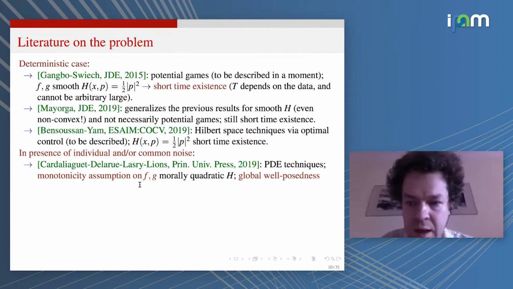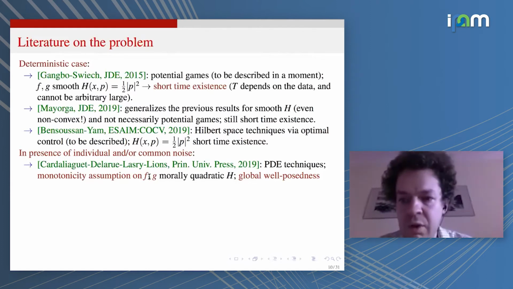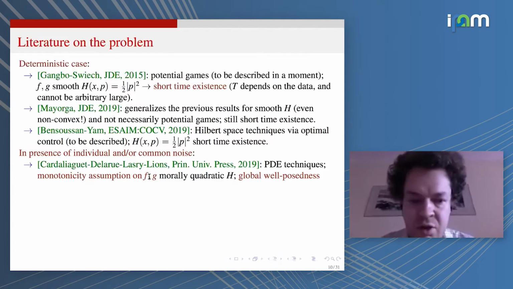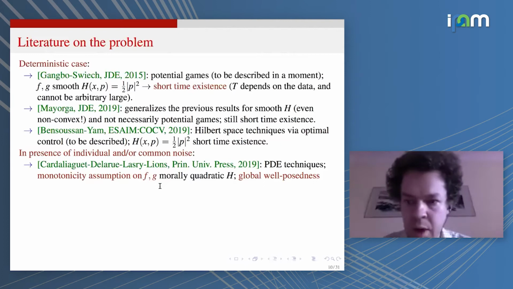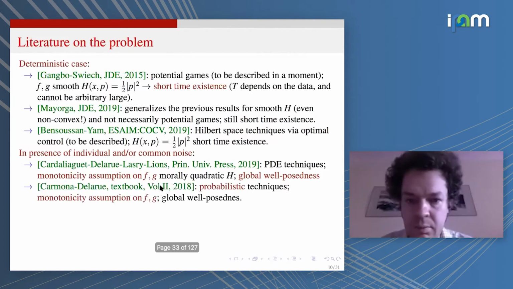Then I already mentioned the fundamental paper of Cardaliaguet, Delarue, Lasry, and Lions in the presence of common and individual noises. In their paper, they obtain global existence under smoothness conditions on the data and convexity of the Hamiltonian in the momentum variable. They are morally working with quadratic Hamiltonians, so slightly more general than quadratic, but more or less quadratic. They have to impose a crucial so-called monotonicity condition on the data that I will also describe later. And like this, they are able to show arbitrarily long time well-posedness of the equation.